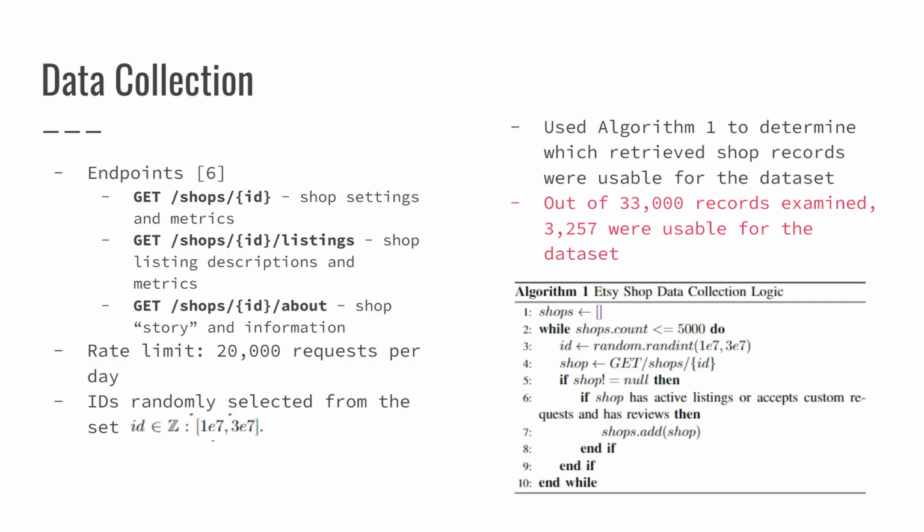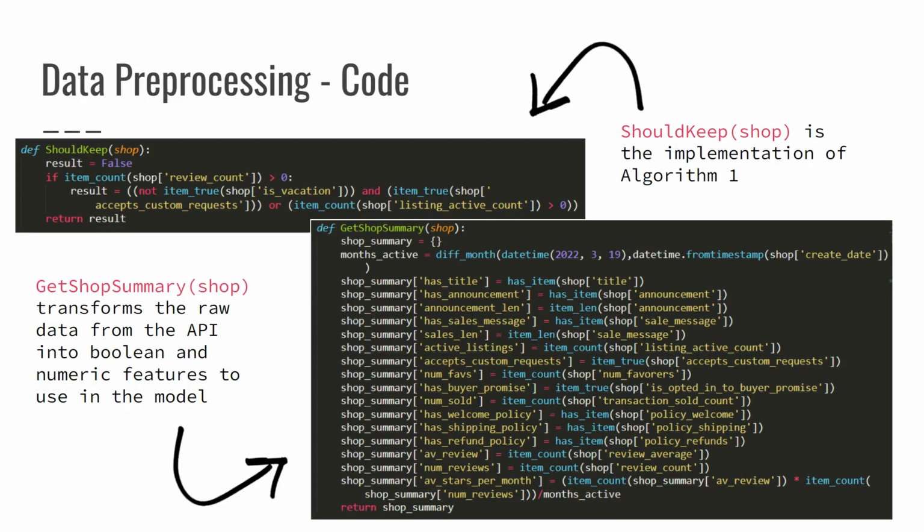The final thing I checked was whether or not the shop had reviews, which I obviously needed as well to calculate the target. Out of 33,000 records that I examined over several days, only 3,257 were usable for my data set.